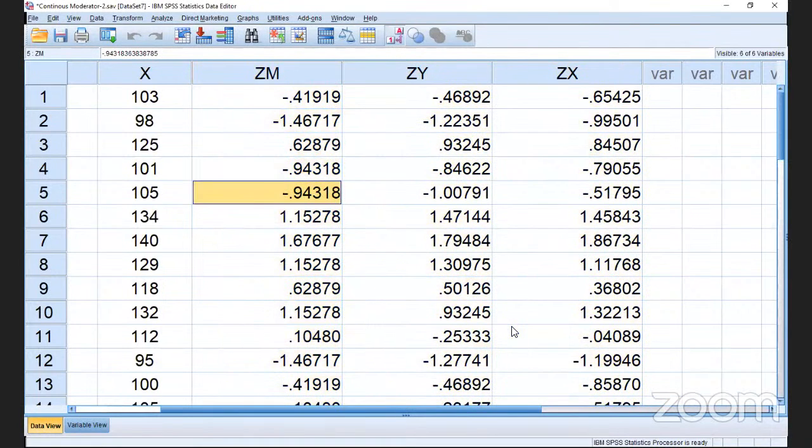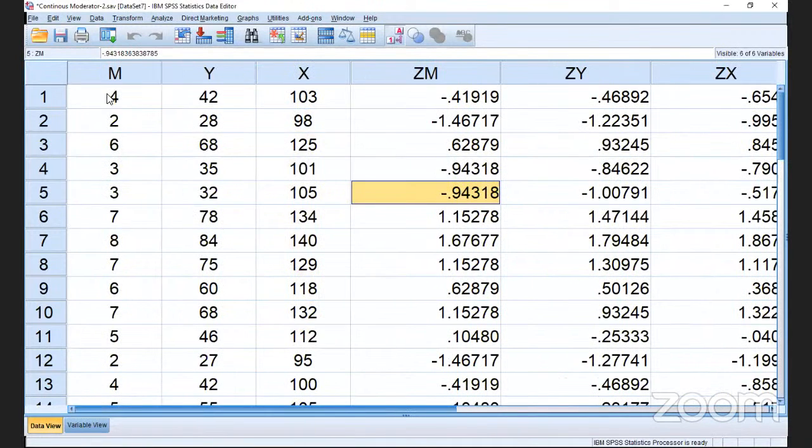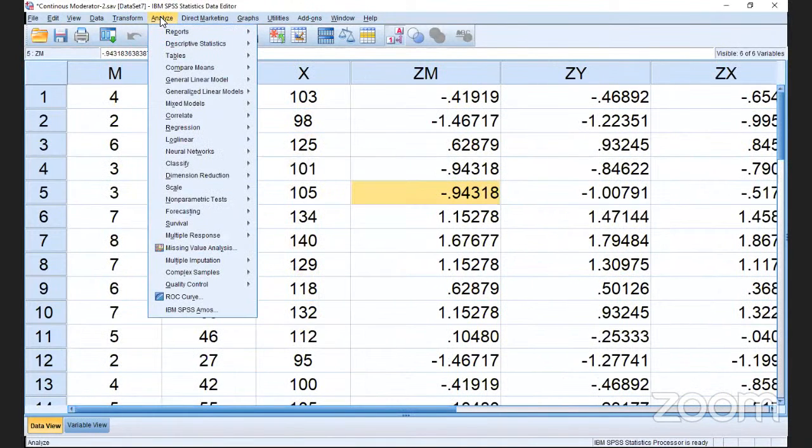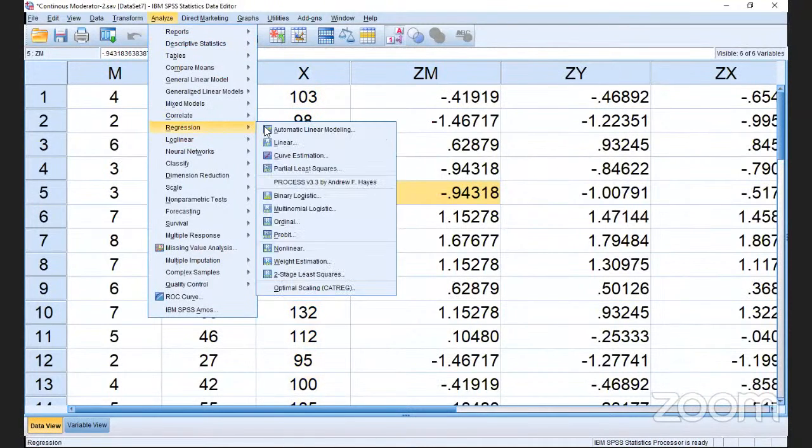Now we use simple regression analysis, the relationship between two variables: exam performance and IQ. So I am using two variables. Analyze, Regression, Linear.